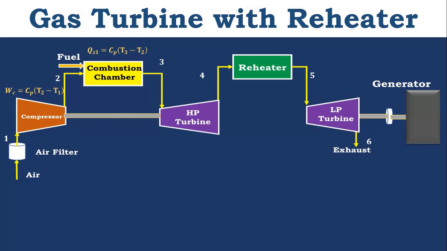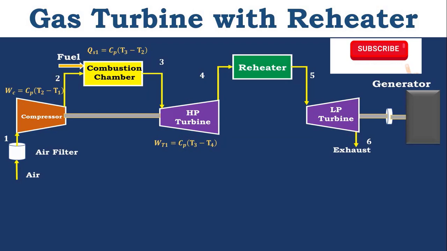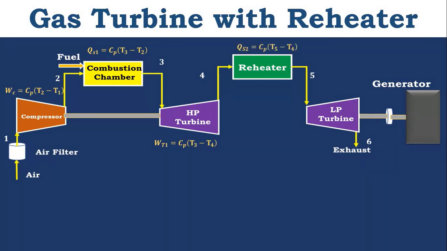Then the turbine, we know that the turbine inlet temperature is higher and the turbine outlet temperature is lower. So we need to find out the amount of work produced by the turbine. That is WT1 is equal to Cp (T3 minus T4). Again we have one more combustion chamber, that is the reheater. So we need to find out QS2, that is Cp (T5 minus T4). Then the low pressure turbine, that is WT2, is equal to Cp (T5 minus T6). Here T5 is the maximum temperature, T6 is the minimum temperature. Now we have two turbines. One is a high pressure turbine, the other one is a low pressure turbine.